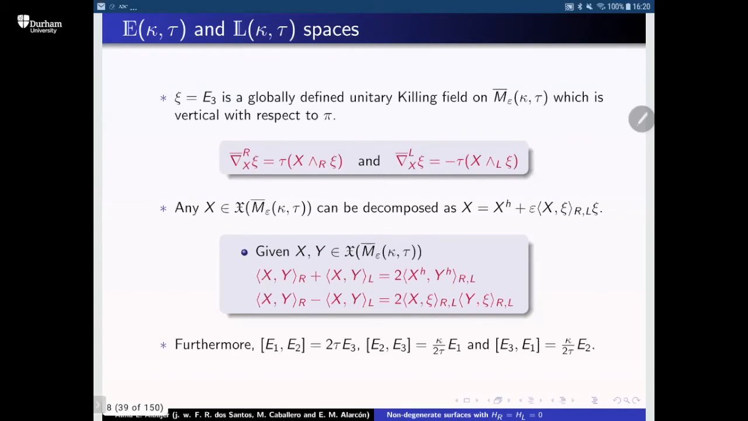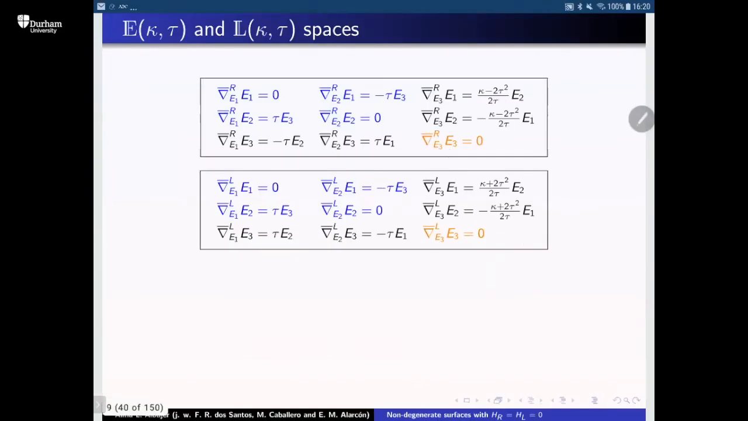We can compute also the Lie brackets of the vectors of the canonical frame. That again only makes sense when tau is different from 0. And from these Lie brackets, we can compute, and this is quite interesting, the Levi-Civita connection with respect to both metrics, the Riemannian and the Lorentzian metric, when we take any combination of two vectors of the canonical frame. So we have E1, E2, and E3, and we get 9 different combinations. We have the expressions in this box.